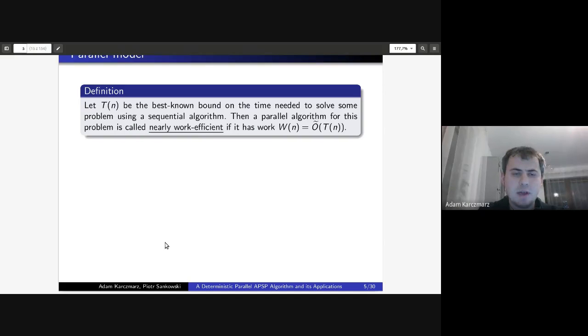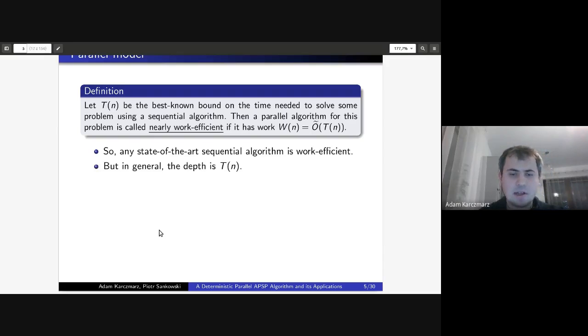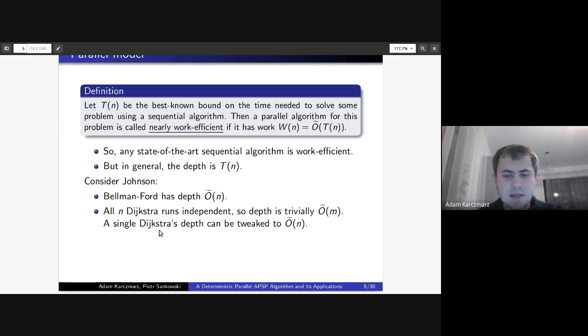We need one more definition. Suppose T of n is the best known bound on the time needed to solve some problem using a sequential algorithm. Then a parallel algorithm for this problem is called nearly work efficient if it has work only polylogarithmic factors away from T of n. By this definition, any state-of-the-art sequential algorithm is obviously work efficient. However, in general, it can have depth equal to the sequential time. However, it is not always that bad.